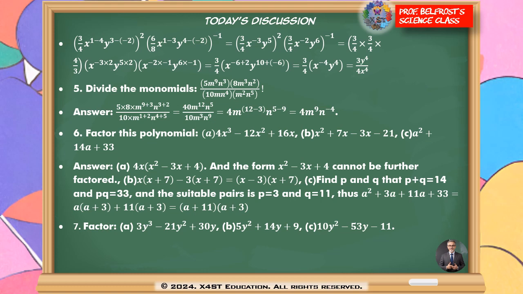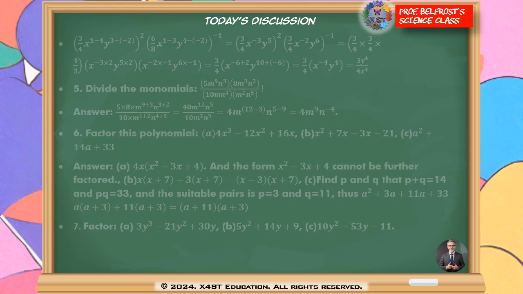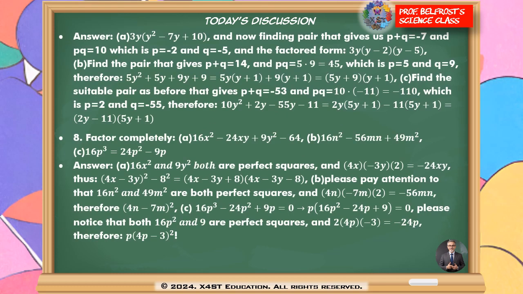Then number 7, factor these three expressions a, b, c. Here's the solution. For a, it's very easy. You first take the GCF out, and then find the pair where p plus q equals b, minus 7, and pq equals a times c, 10, which is p equals minus 2 and q equals minus 5. So the factored form is 3y times y minus 2 times y minus 5.